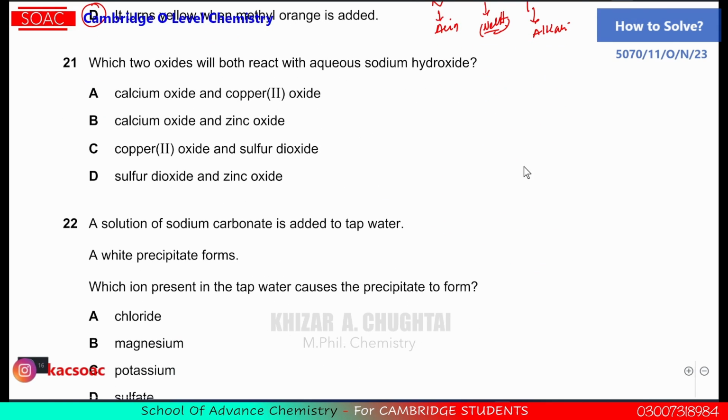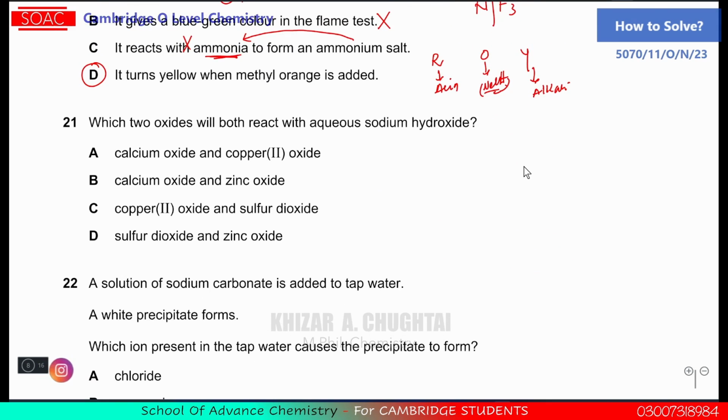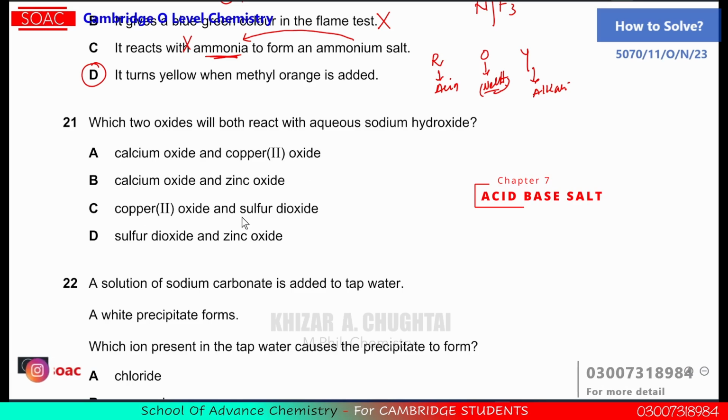Which two oxides will both react with aqueous sodium hydroxide? Question number 21. Which two oxides will both react with aqueous sodium hydroxide? Both oxides must be acidic oxides, or one should be an amphoteric oxide as well.